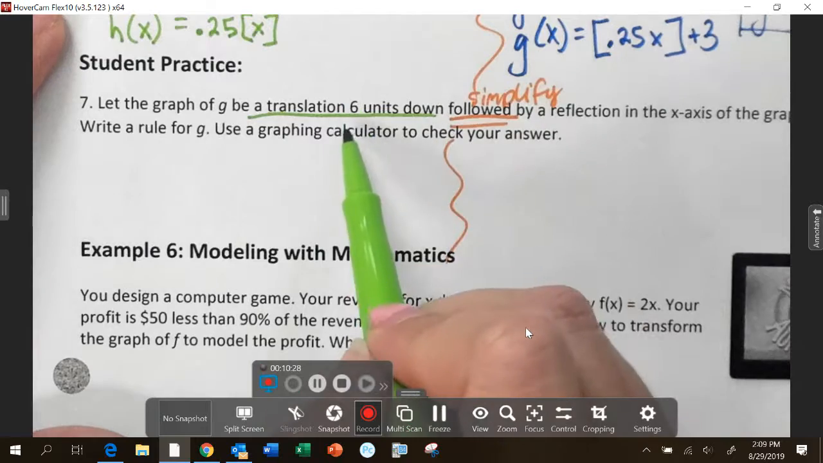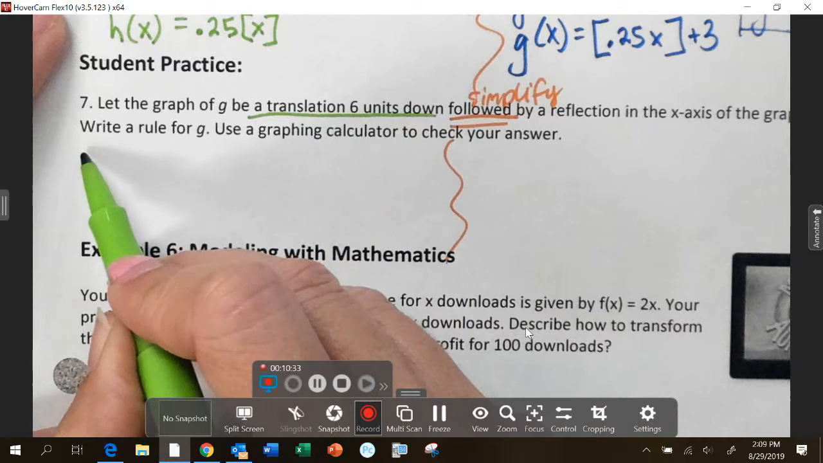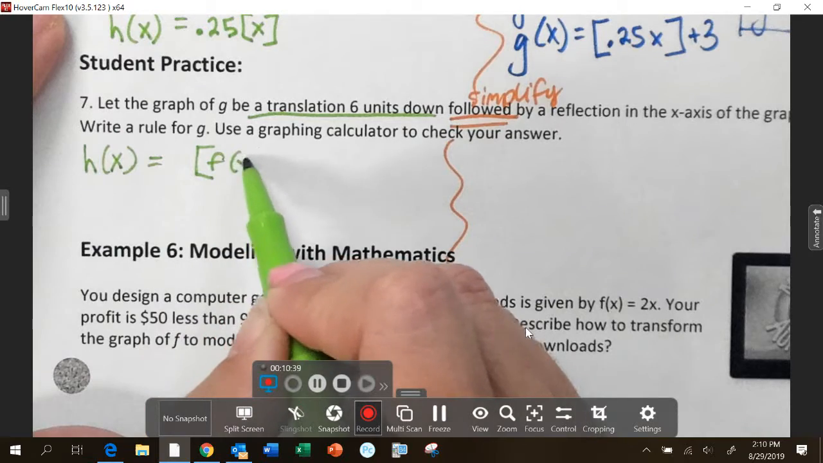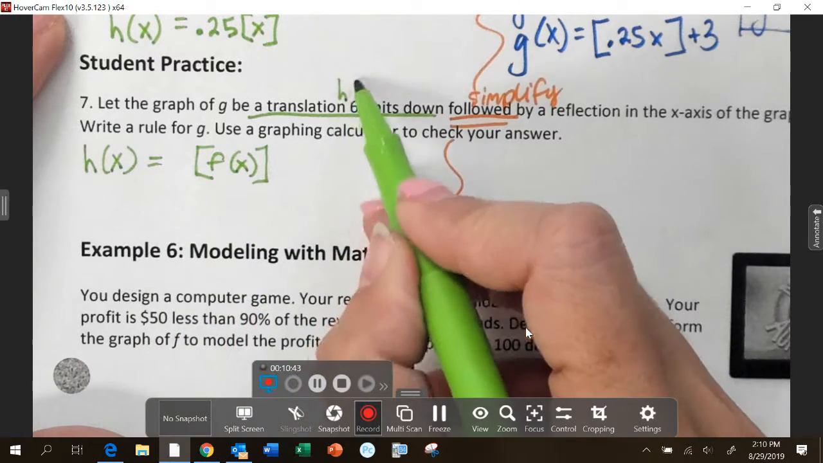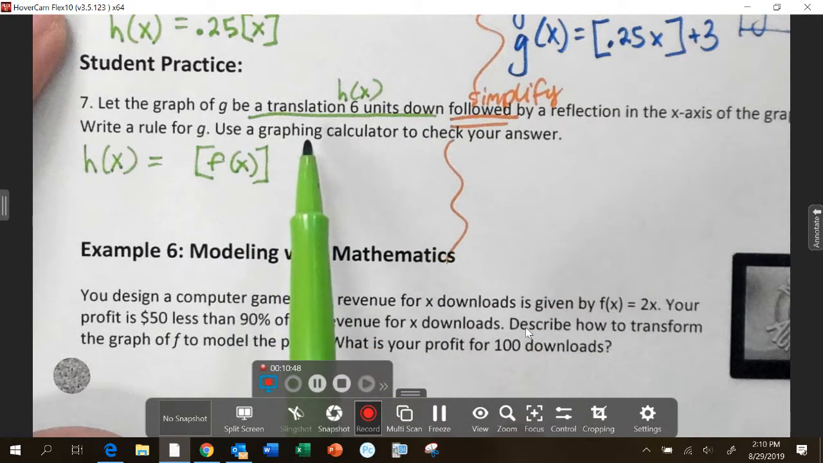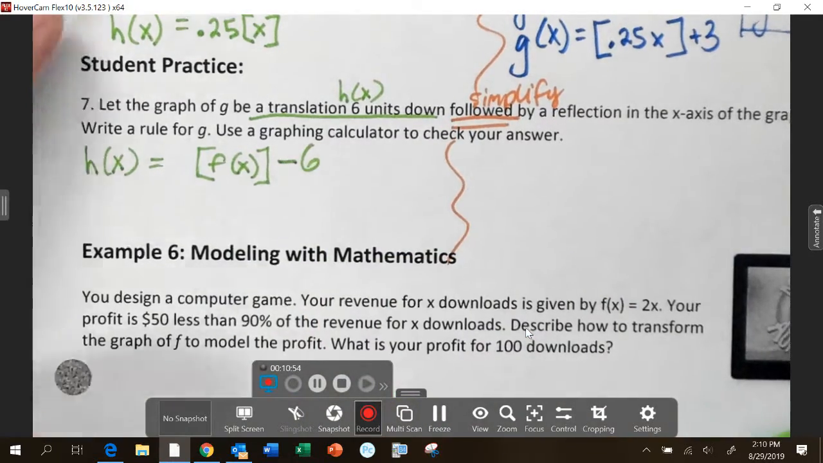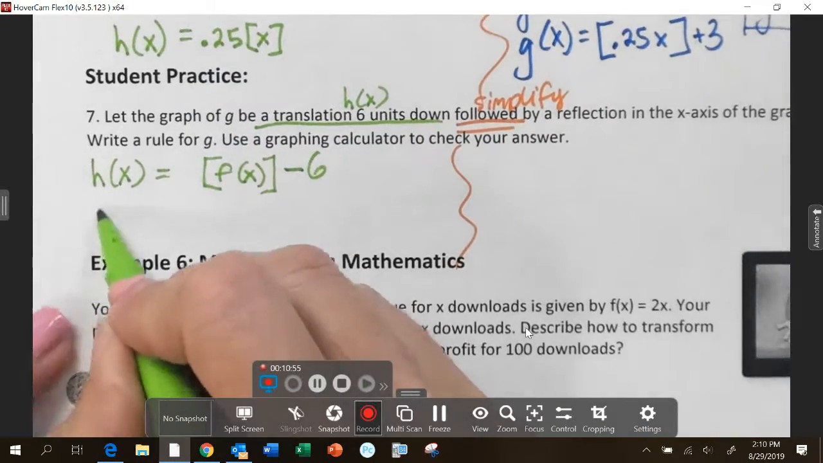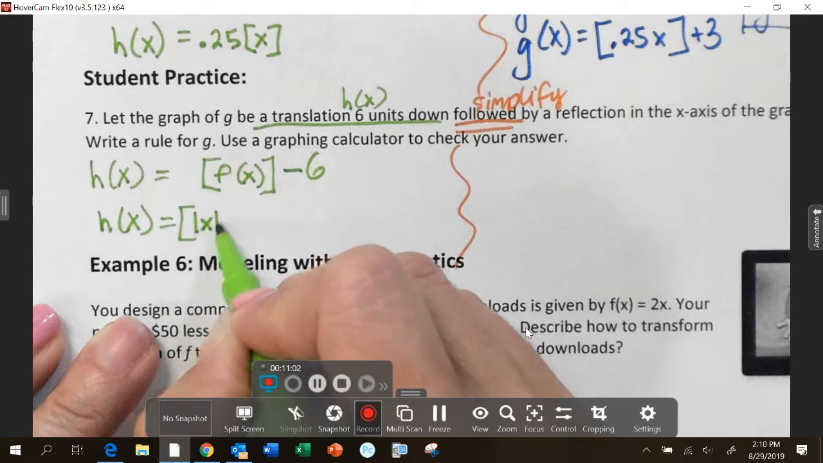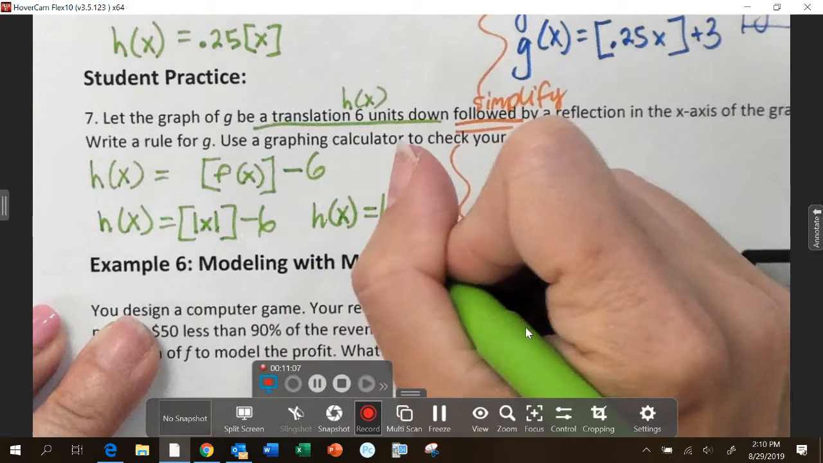So if we're doing 6 units down, is that vertical or horizontal? It's vertical. So our halfway function is going to be h of x. Like halfway through, I like to call h of x. And then the final one will be g of x. 6 units down is going to be on the outside, minus 6 of the function. And my function for this one is absolute value of x. So h of x equals absolute value of x minus 6. That simplifies a little bit. H of x equals absolute value of x minus 6.